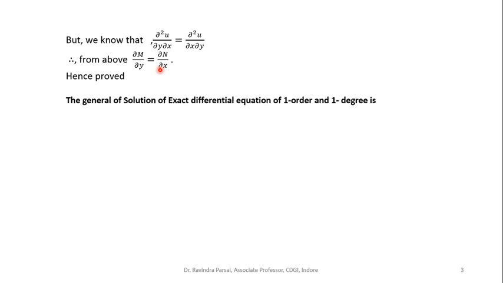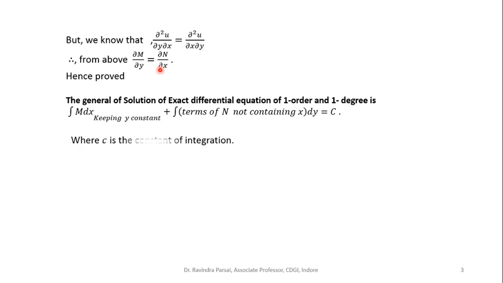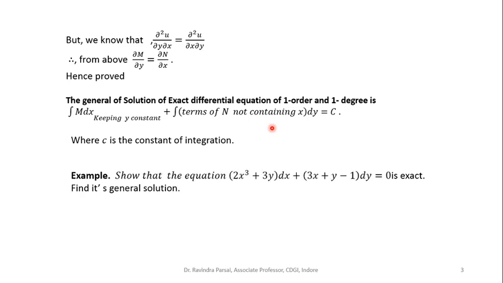Now I will tell you the steps of solving this type of problem. The formula is: integral of M dx by keeping y as constant, plus integration of all those terms of N not containing x, integrated with respect to y, equal to c as constant of integration. Let me see an example. By this method I am going to explain to you.